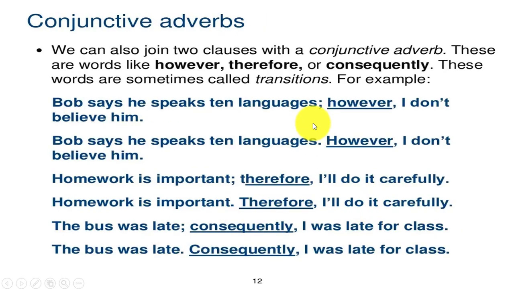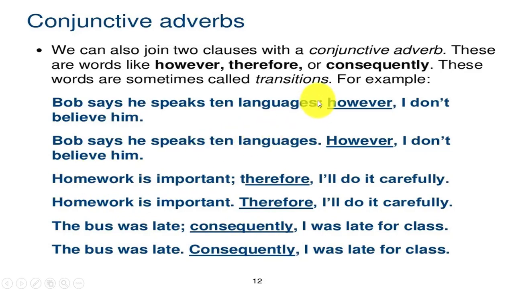We can also join two clauses with a conjunctive adverb. These are words like however, therefore, or consequently. These words are called transitions. For example, Bob says he speaks 10 languages. However, I don't believe him.